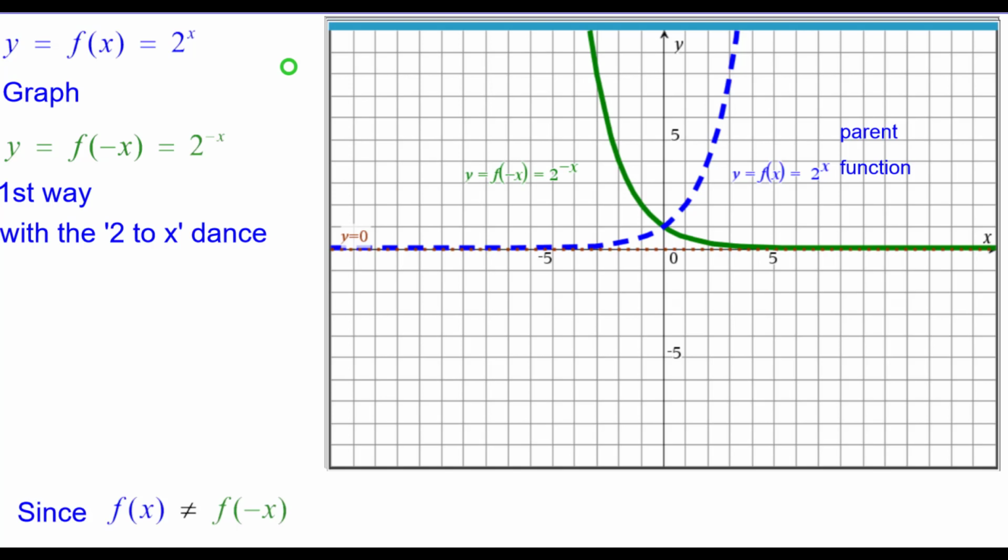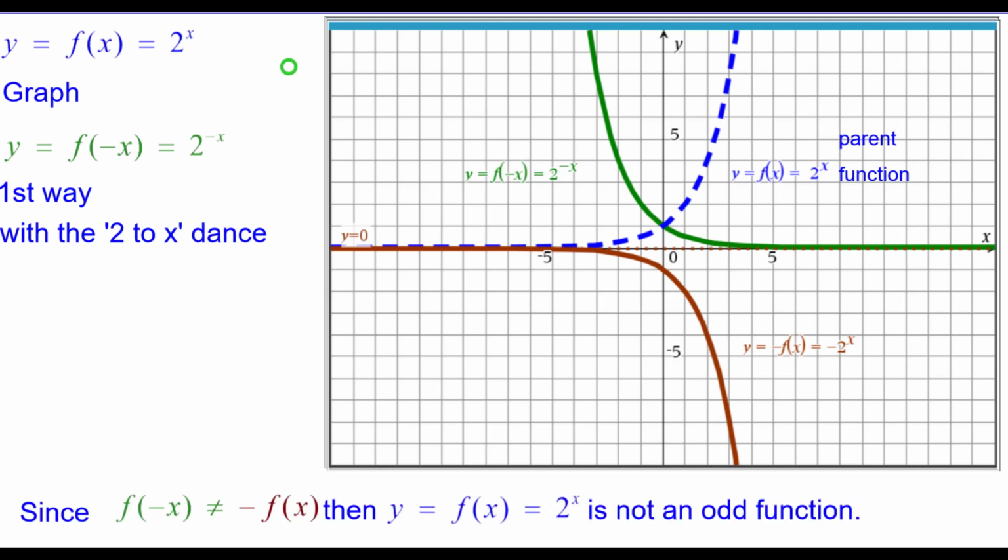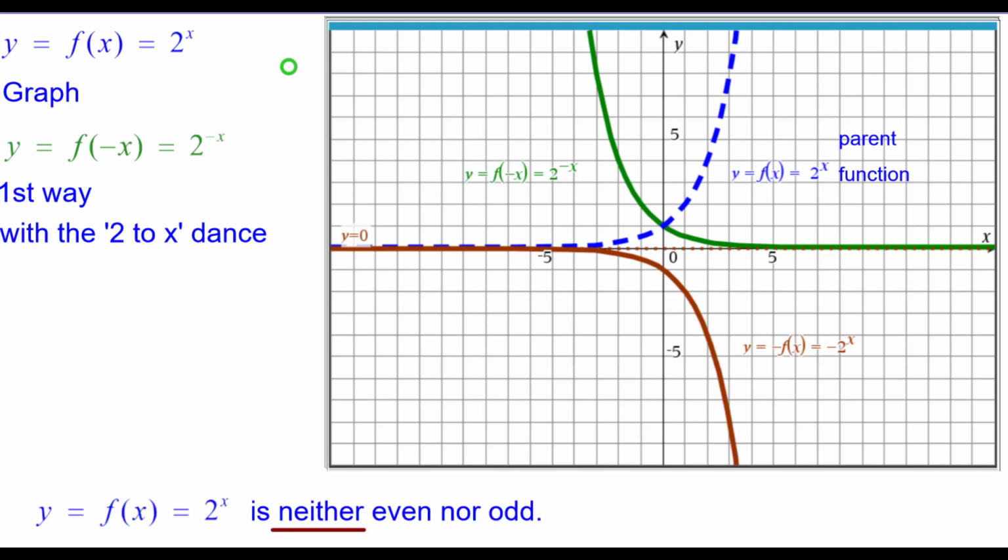Comparing it to the parent function, we can see that these two are not equal, so 2 to the x is not an even function. Comparing it to the opposite of the function, you can see that none of these are equal, so it's not an odd function either. So y equals 2 to the x is neither even nor odd.